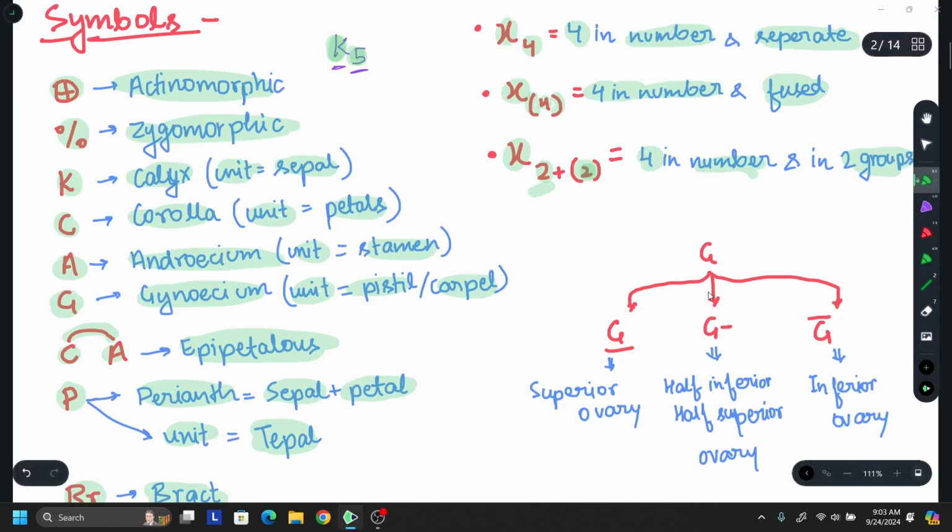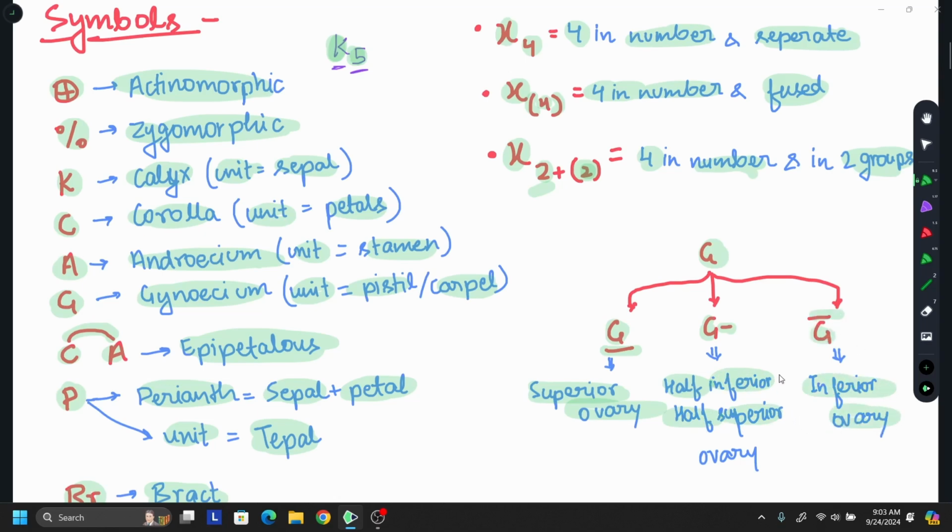Now, also you will see gynoecium of 3 types. When G is written above a line, we will call it superior ovary. When G is written and the line is drawn just on the side of G, we will call the ovary half inferior and half superior. When G is written below the line, we call the ovary inferior, which is obviously very easy to see.